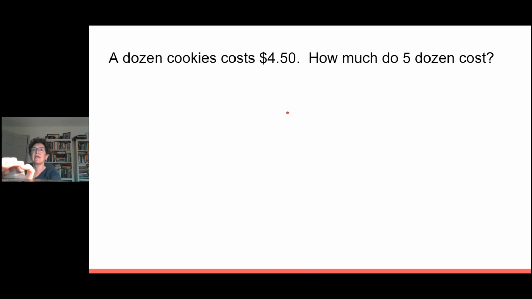This is a total cost question. Notice we're talking about money. So let's think: a dozen cookies cost $4.50. How much do 5 dozen cookies cost? It's asking us for a total number. What is the formula for the total cost?